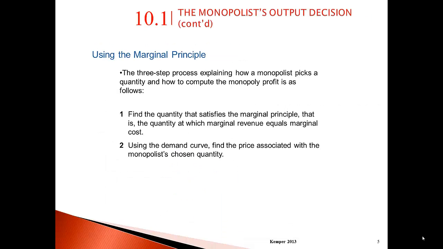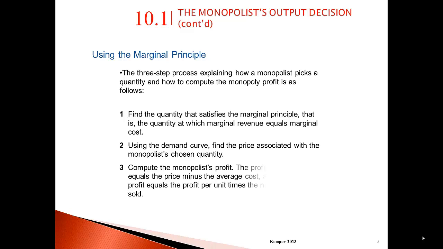So using the marginal principle, there's a three-step process explaining how a monopolist picks the quantity and how their profit is computed. First, they find the quantity that satisfies the marginal principle. That is, the quantity at which marginal revenue equals marginal cost. Just like you all, they're going to produce as much as possible and as much as we're going to buy. We look at that in the second step. Using the demand curve, they find the price associated with the monopolist's chosen quantity. Then they're able to compute the monopolist's profit, or we are. Profit per unit sold equals the price minus average cost. We've covered that a few times, so total revenue minus total cost equals the profit. And then they can just multiply that by how many units are sold.